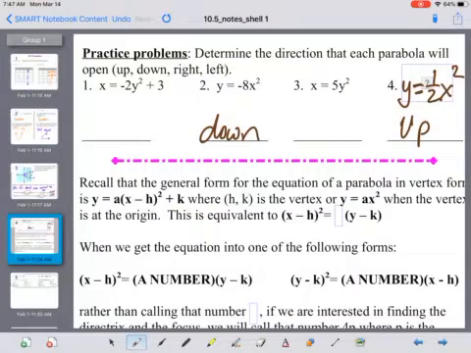1 and 3 are the examples where it's x equals and then some y value squared. So the first one being negative is going to open up to the left. And then for number 3, we're going to open up to the right.